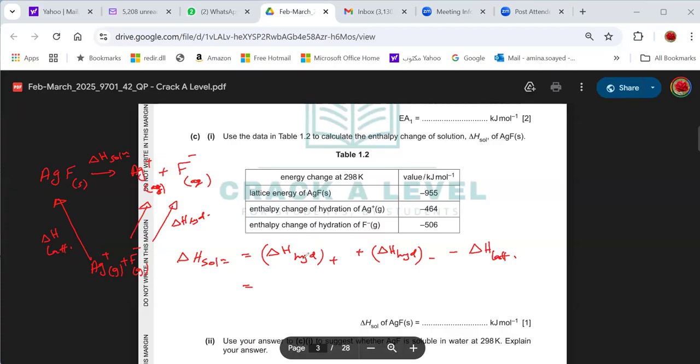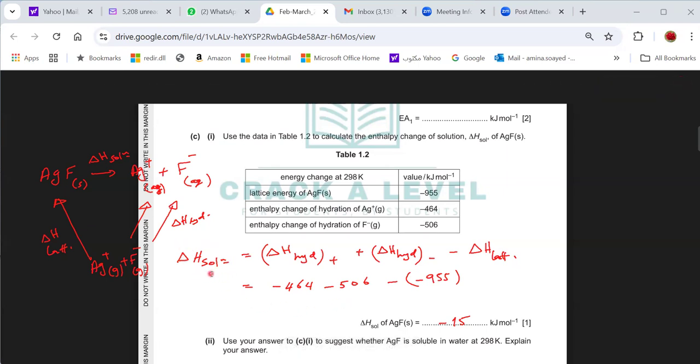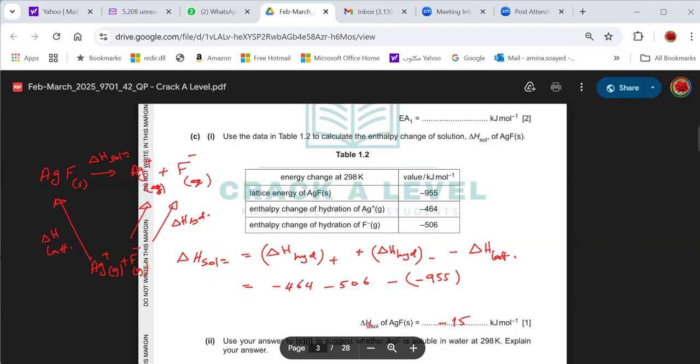So here we have the enthalpy change of hydration of the silver ion as minus 464, and that of the fluoride ion is minus 506. And here we have minus, and then minus 955. And so we will get minus 15 kilojoules per mole. And when we get this negative value, this means that the silver fluoride can be soluble in water, because we know that when the delta H naught of solution is a negative value or a very small positive value, it is soluble in water. So from here, it's obvious that the silver fluoride solid can dissolve in water.